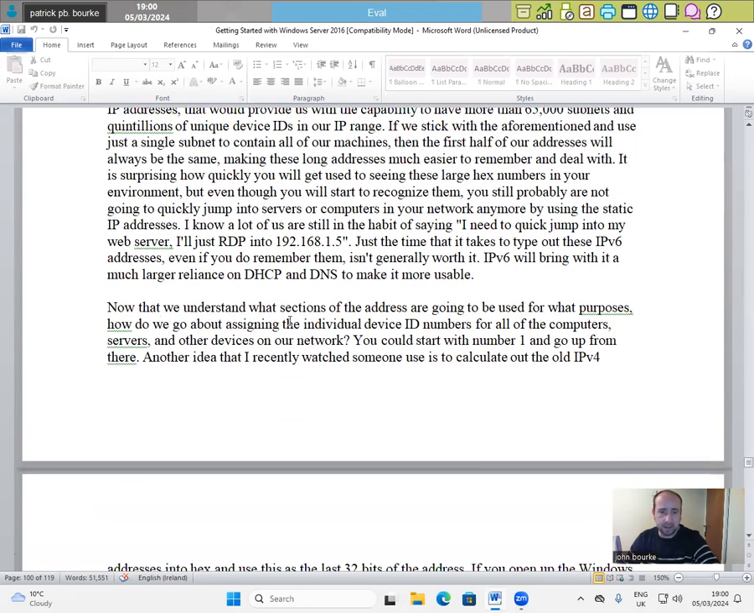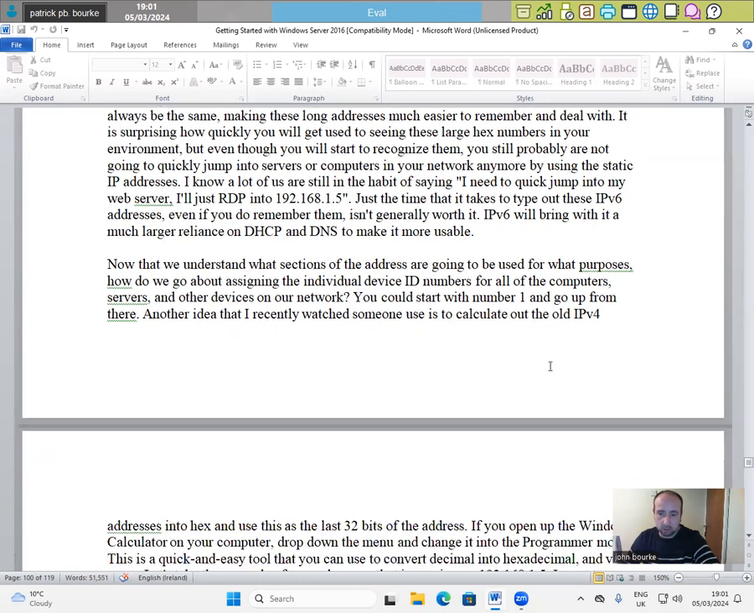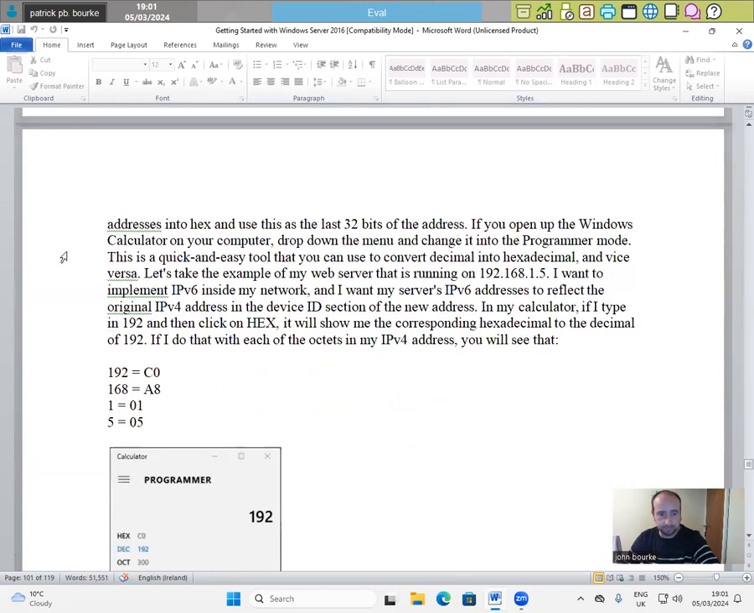Now that we understand what sections of the addresses are going to be used for what purposes, how do we go about assigning the individual device ID numbers for all of the computers and servers and other devices on our network? You could start with number 1 and go up from there. Another idea that I recently watched someone use is to calculate the old IPv4 address into hex and use this as the last 32 bits of the address.